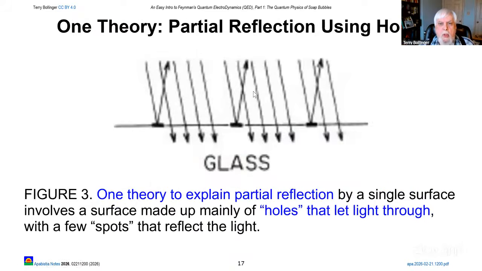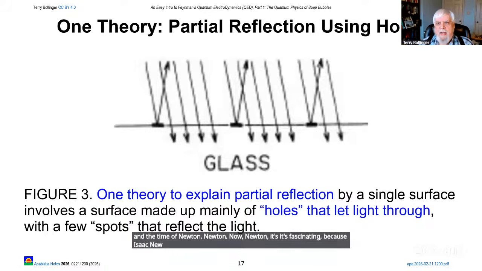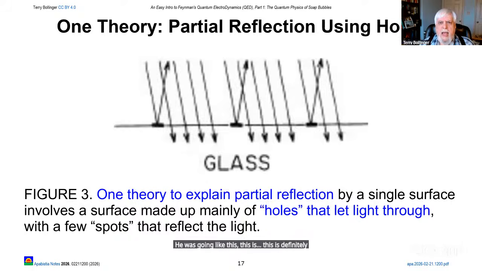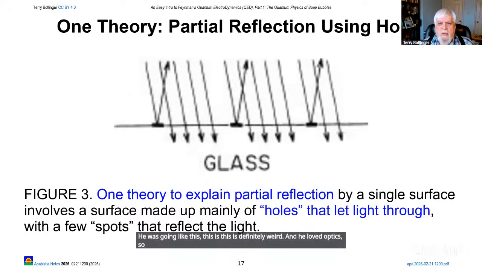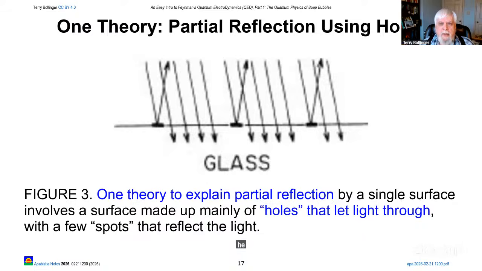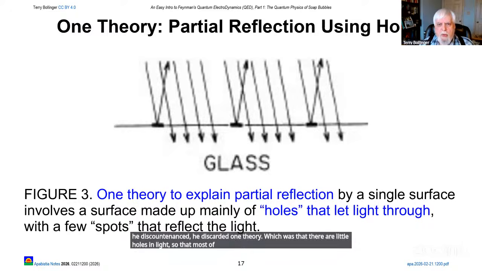In the time of Newton, it's fascinating because Isaac Newton tried to understand this phenomenon. He knew that something strange was going on with this. He was going like, this is definitely weird. And he loved optics, so he was trying to find out as much as he could about how this phenomenon worked. He discarded one theory, which was that there are little holes in light, so that most of the light goes through the holes. There are occasionally little spots where those spots reflect it, and that's where you get the partial reflection.